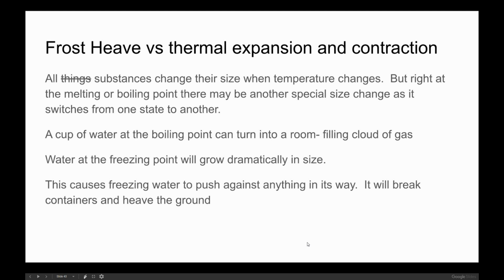Frost heave versus thermal expansion and contraction. All things, wait for it, all substances. Whenever you find yourself using the word thing, go back and change it later. There's another noun that should be in there. All substances change their size when temperature changes, but right at the melting or boiling point, there may be another special size change as it switches from one state to another.